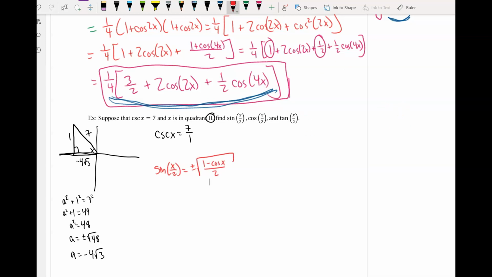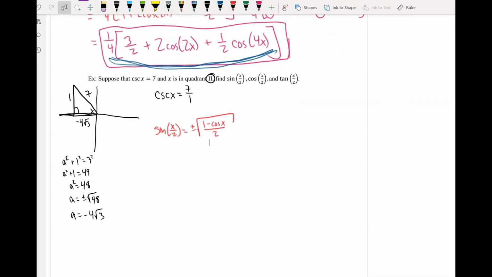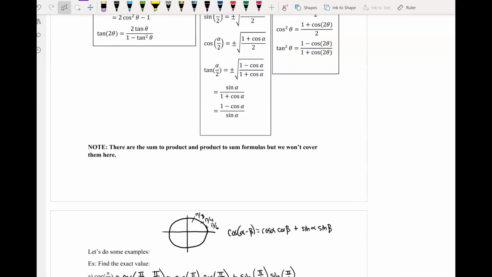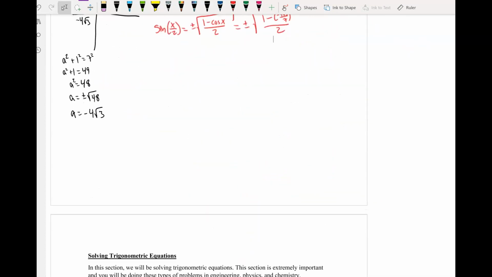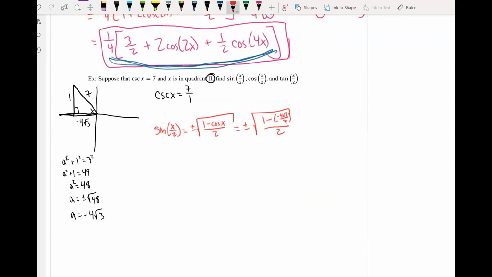Let's take a look at this guy. We're going to have plus or minus the square root of 1 minus the cosine, which in this case would be the adjacent over the hypotenuse, which is going to be the negative 4 square root of 3 over 7, divided by 2. I don't think these are squared. No, they're not squared. Okay, perfect. So now this is going to be the square root of 1 plus 4 square root of 3 over 7, divided by 2.